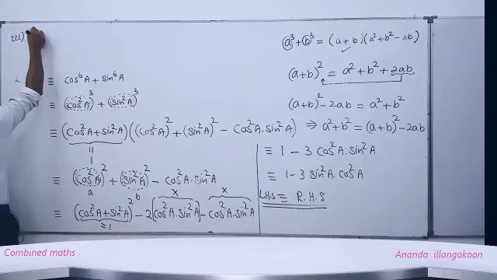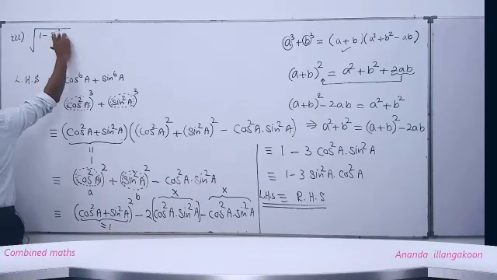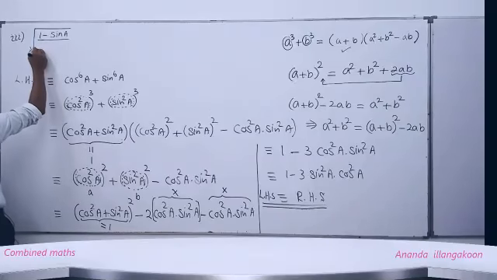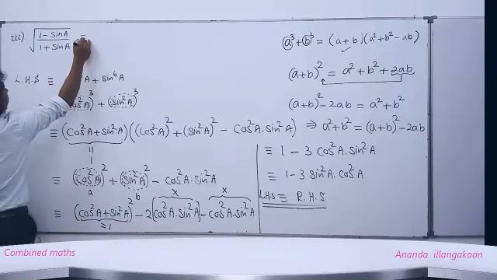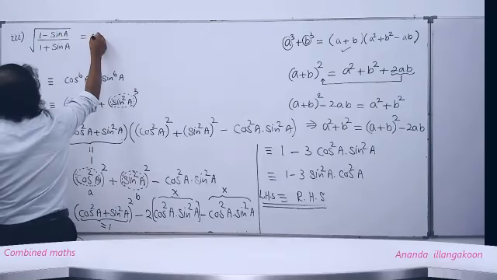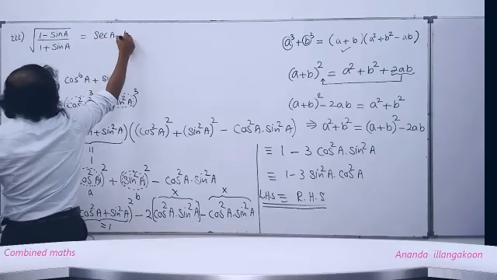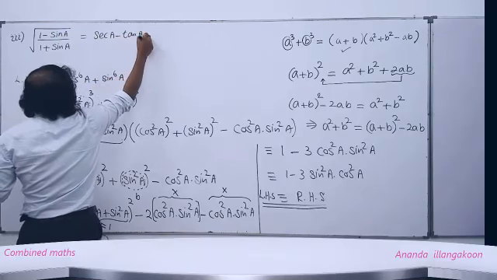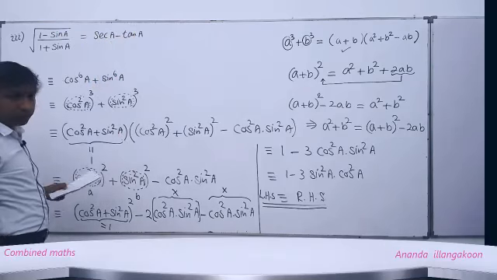This is the square root of 1 minus sin A divided by 1 plus sin A. Right. We have to prove this one, people.